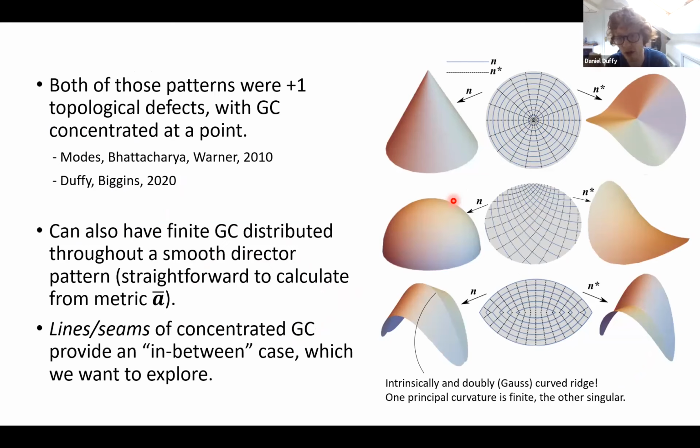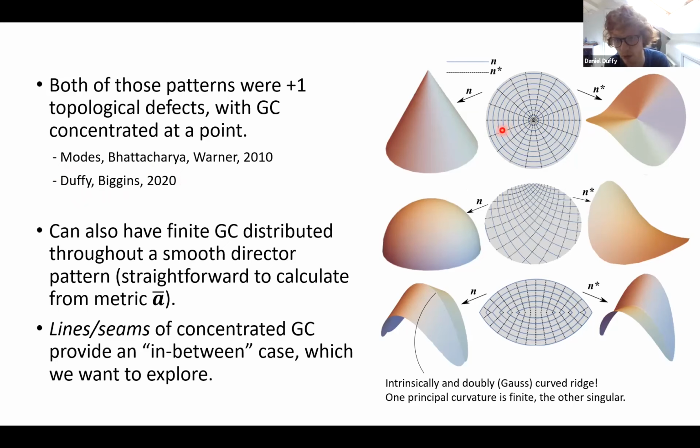So they have Gauss curvature concentrated at a point. You can go back and check that the charge is +1, and those were first put forward in this work from 2010. And if you're interested in Gauss curvature of topological defects like that in slightly more general terms, there's a paper by me and John from last year that you can check out if that's of interest.